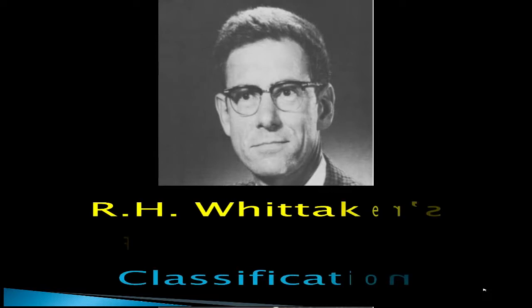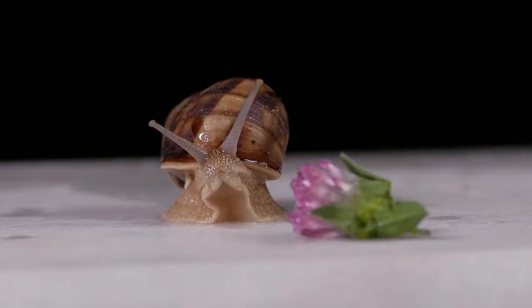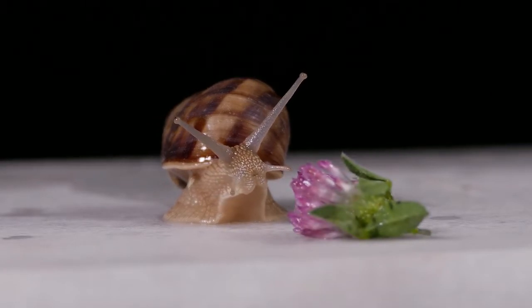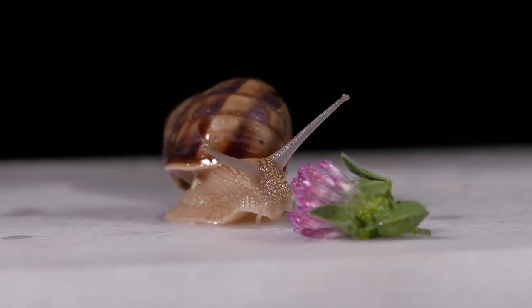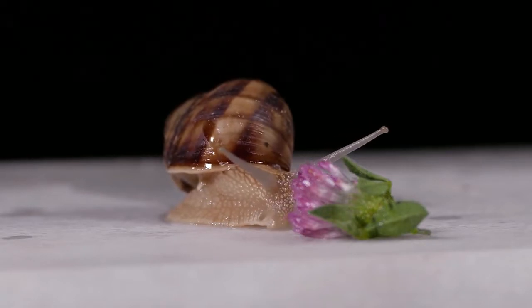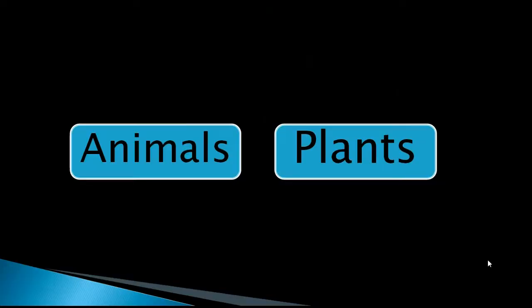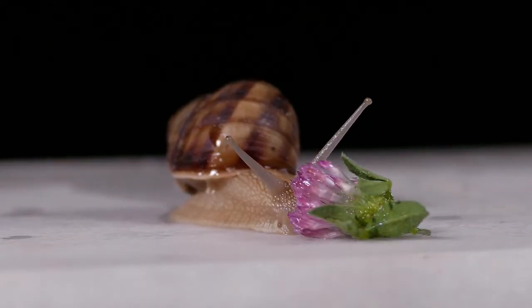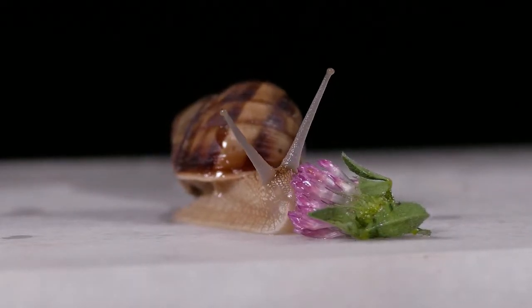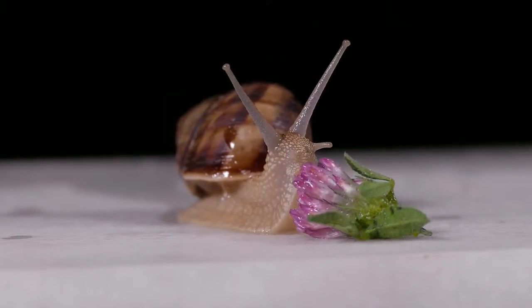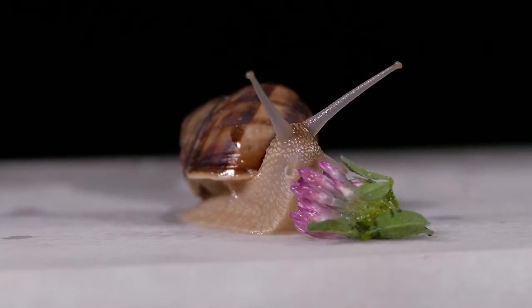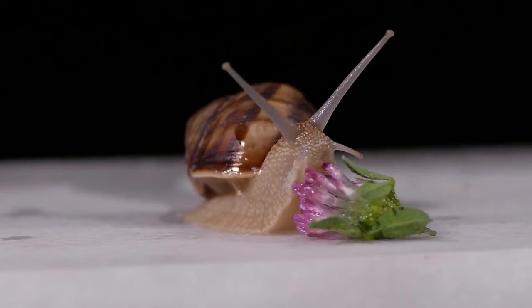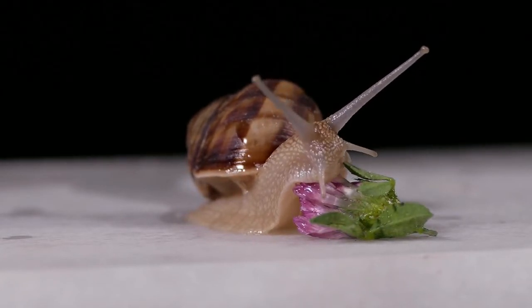R.H. Whittaker's Five Kingdom Classification of Living Organisms. In the early years of the development of biology, living organisms were broadly divided into two categories, animals and plants, in the perspective of the classification unit or taxon, kingdom. But these two divisions were too limited to study living beings.